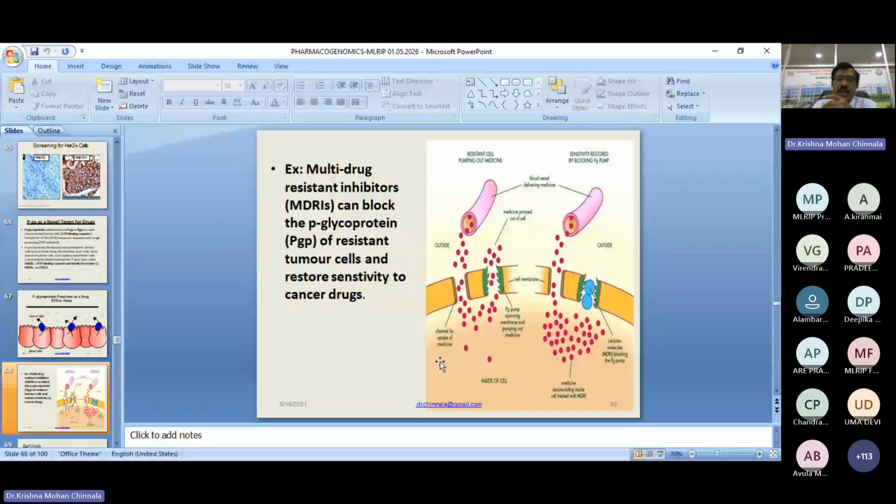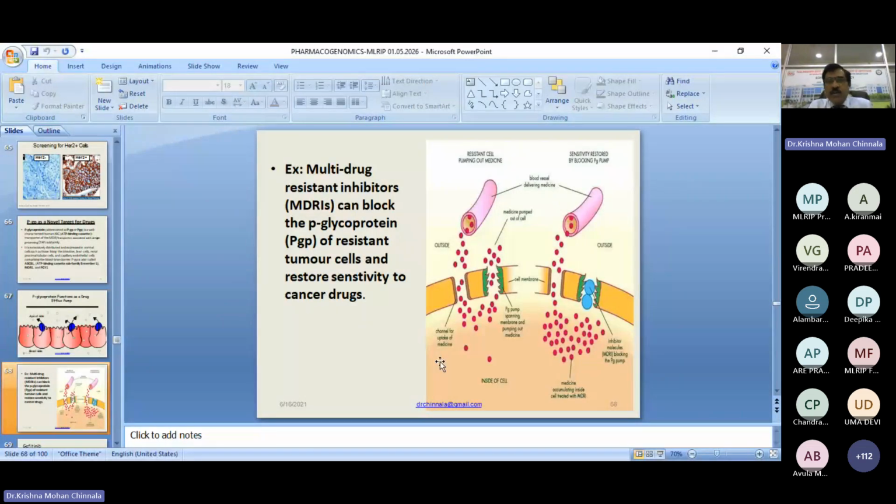See in this slide, in the first one, the drug entered and efflux took place, and the drug is coming out of the cell. So there is no use or less use of the anti-cancer drug. But in pharmacogenomics, what we are doing is blocking this efflux. So effectively, the entire drug will be retained in the cell and kills the cancerous cell.